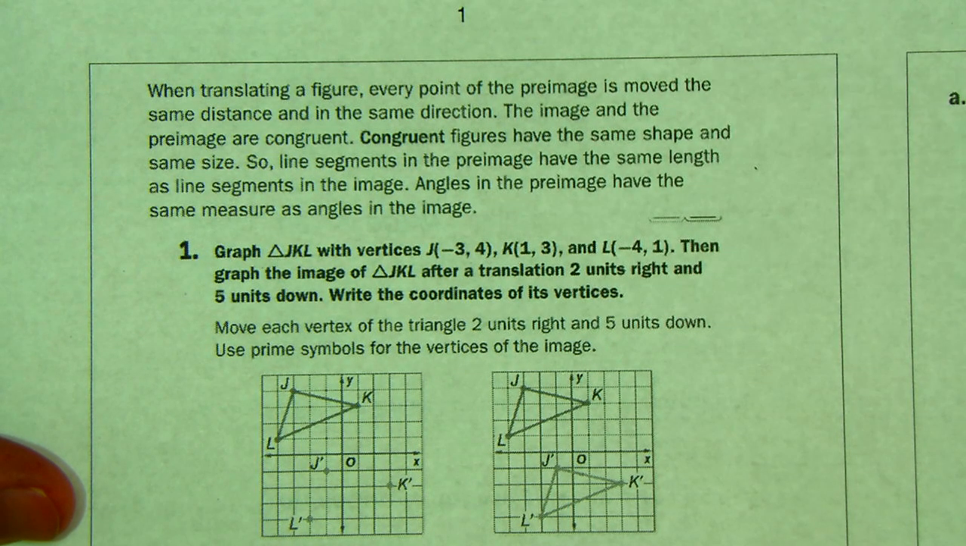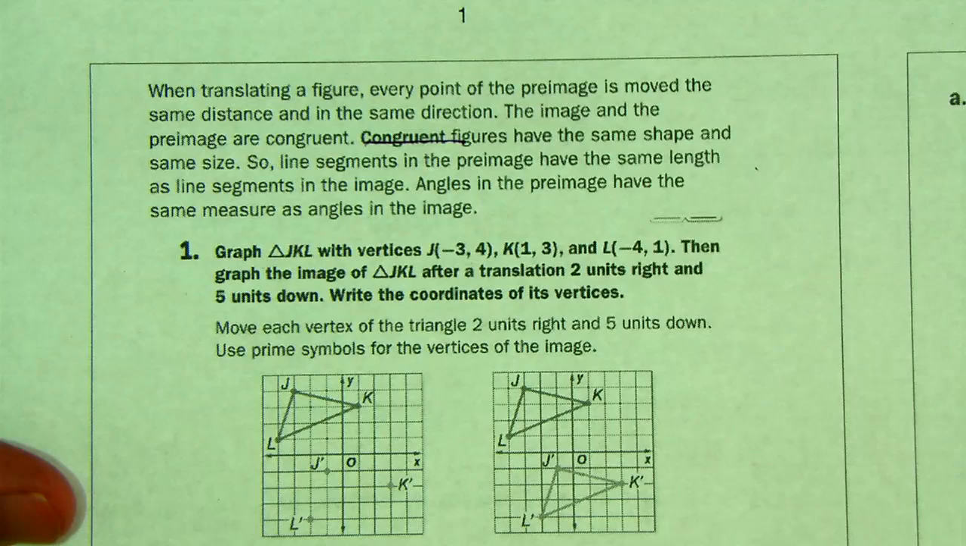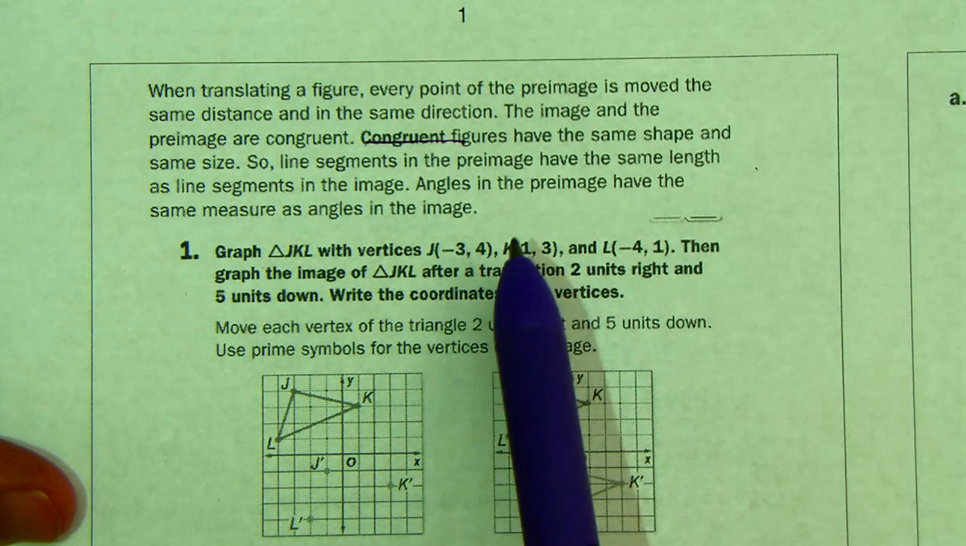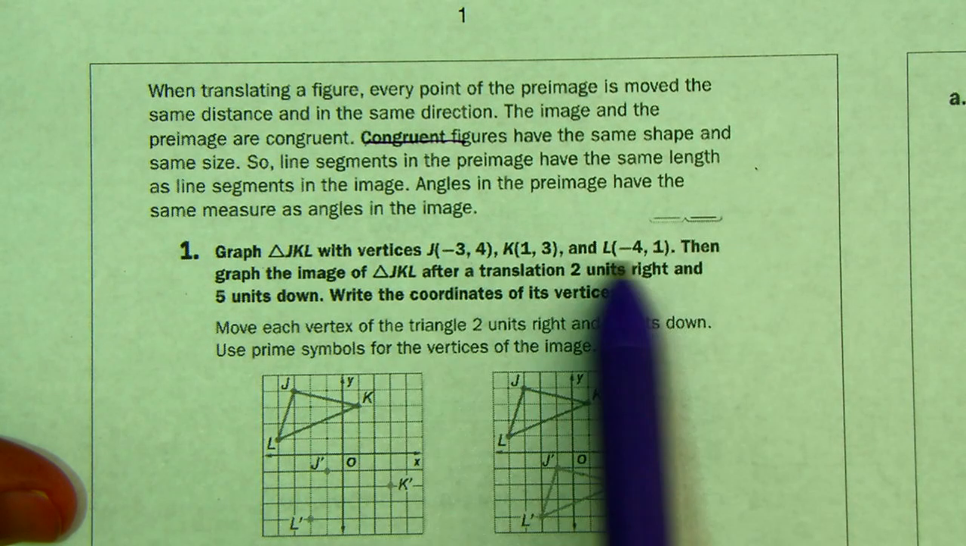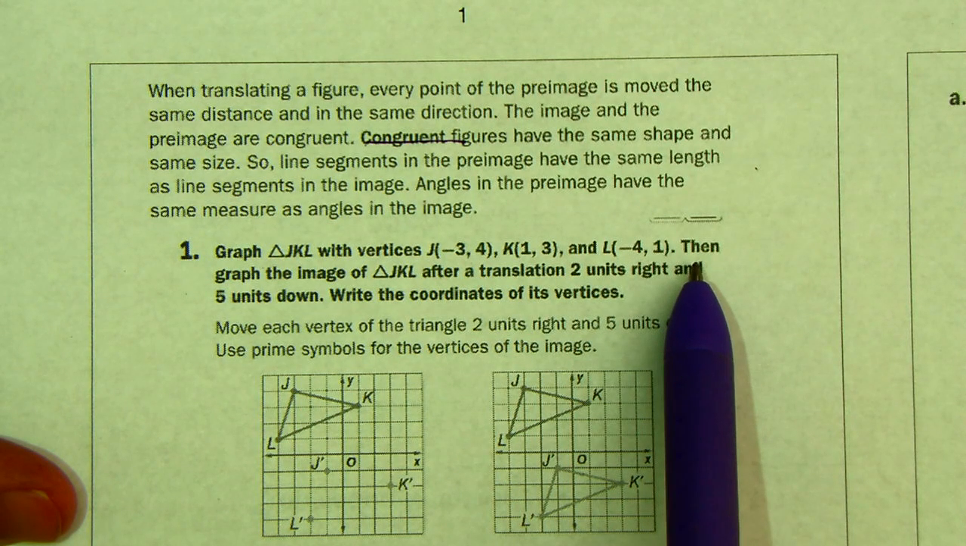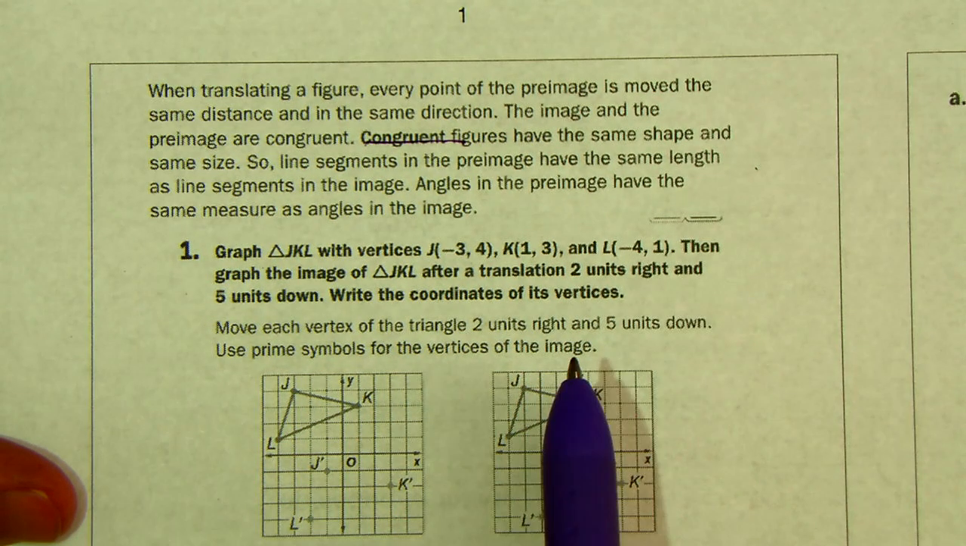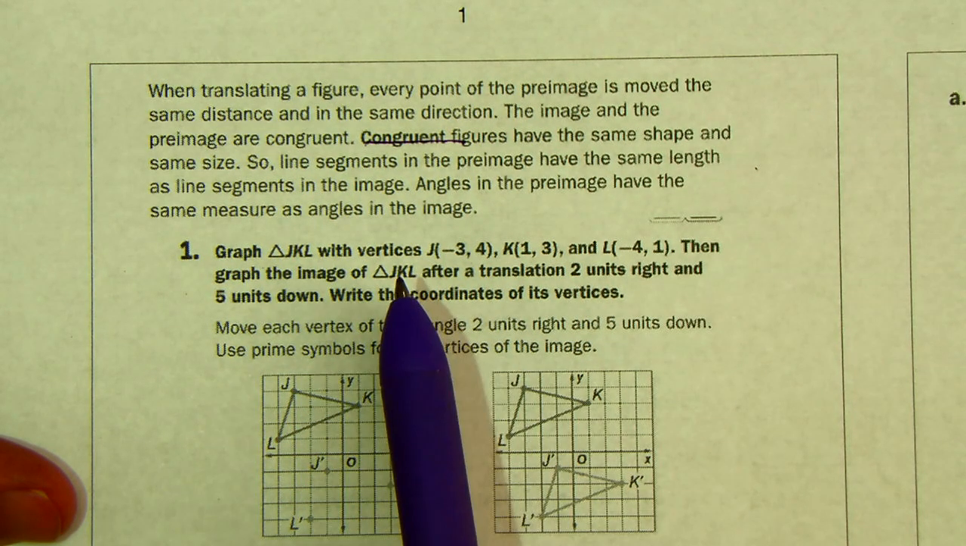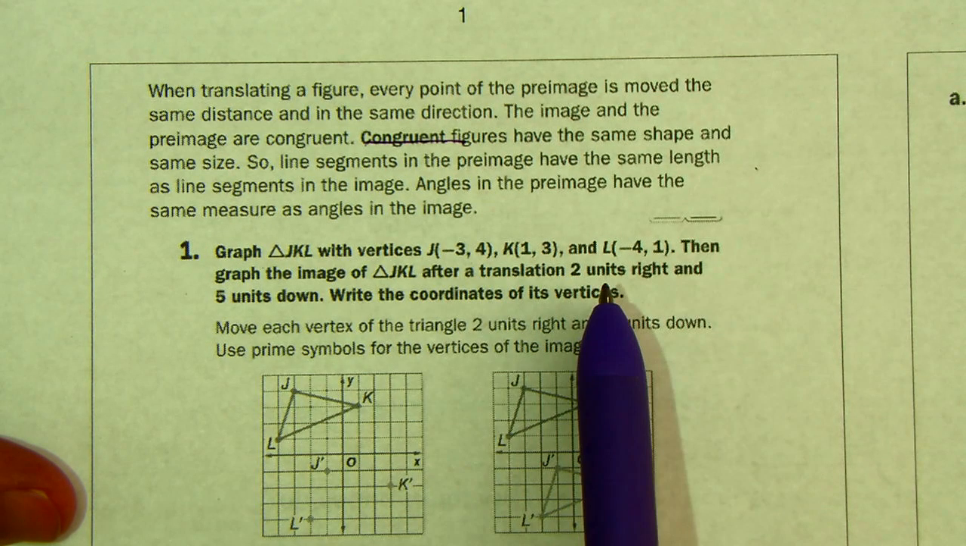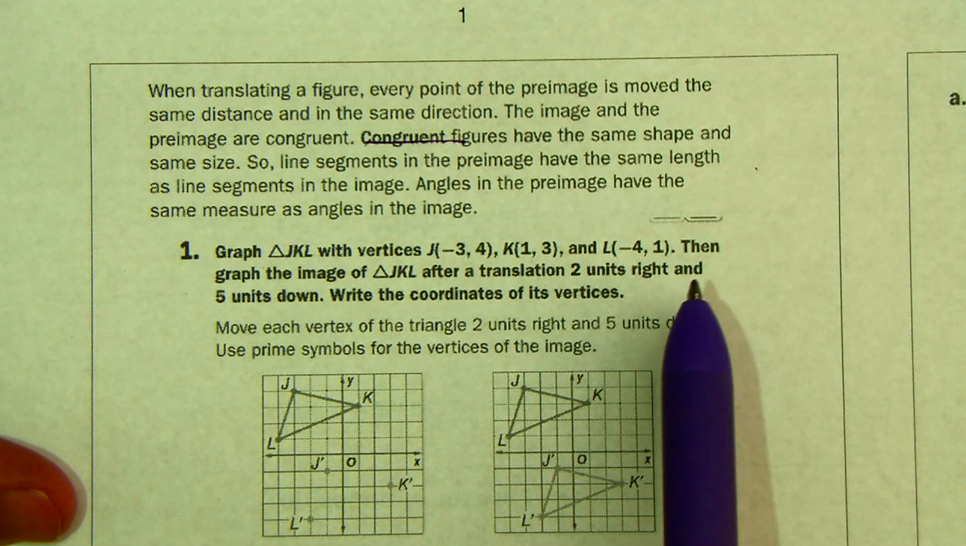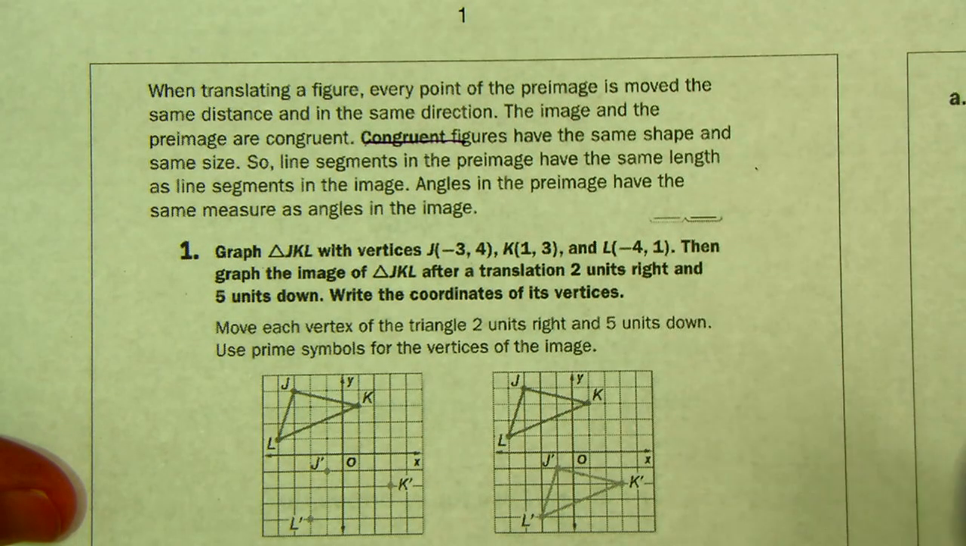The types of questions they will ask you to do, this is the first type of question, pretty basic. It's going to ask you to first graph an original, and you will have to do that and label it. And then it will ask you to graph the image after a translation, and this one gives you 2 units right, 5 units down. So if I were you, I would go 2 units right, 1, 2, and 1, 2, 3, 4, 5. Boom. There's your next one.